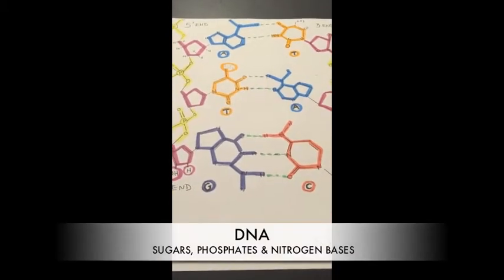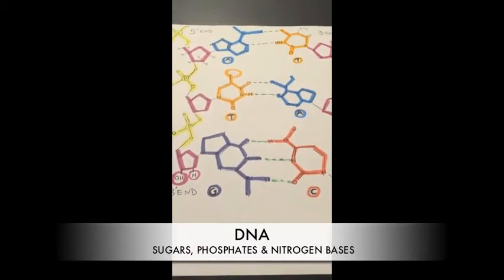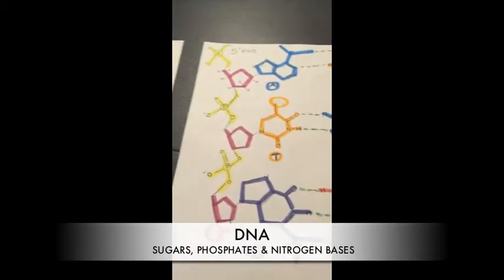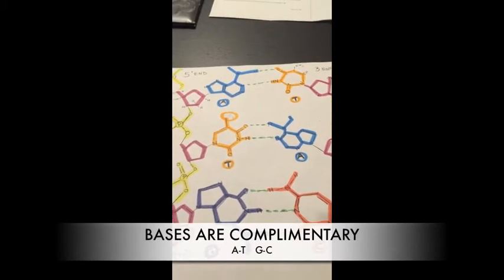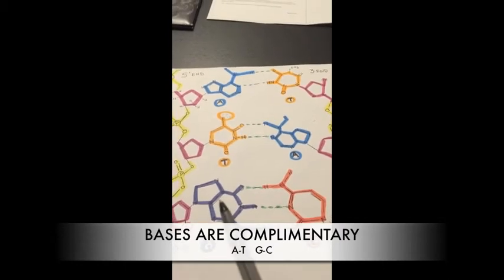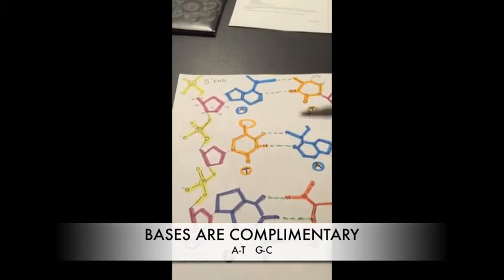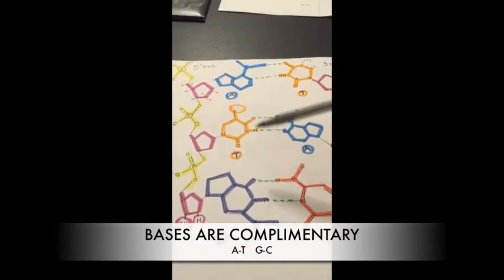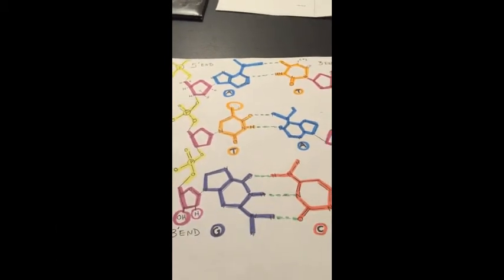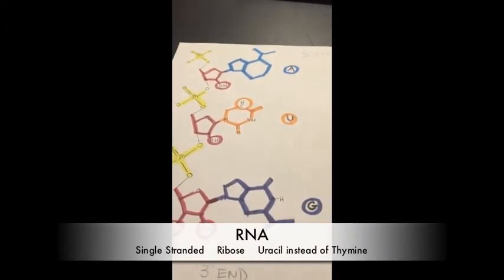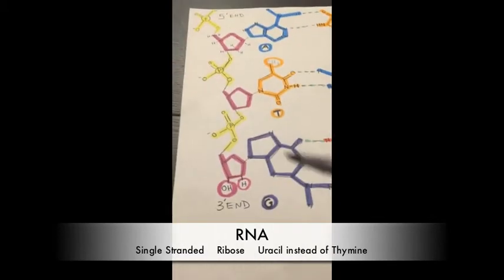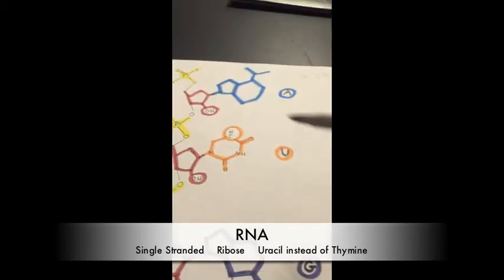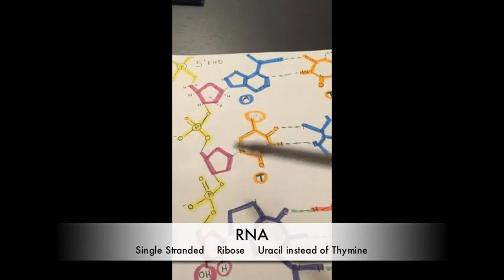So, to wrap up, we have this double-stranded molecule made of sugars, phosphates, nitrogenous bases. These bases complement each other and make a specific sequence, for example this one, ATG, that codes for who we are. We have RNA, which is very similar, except it is only single-stranded, uses a ribose instead of a deoxyribose, and a uracil in place of thymine.